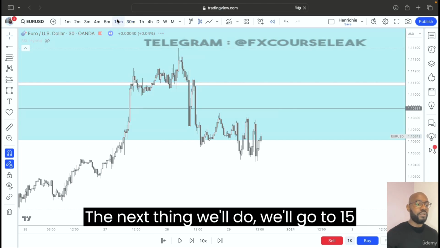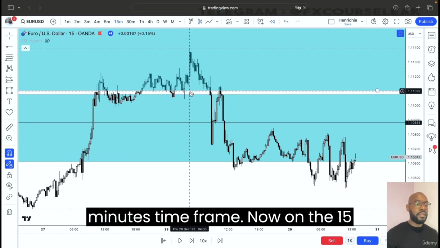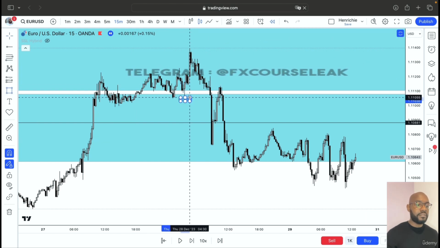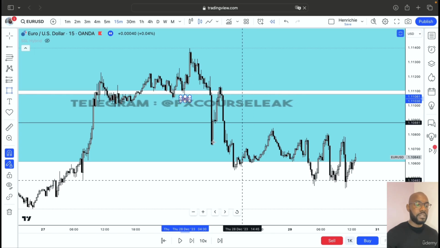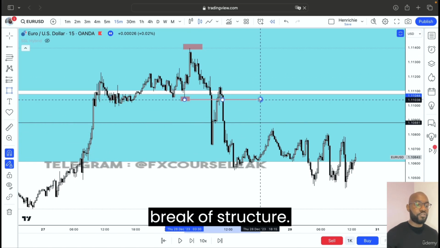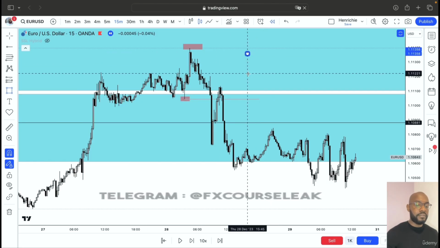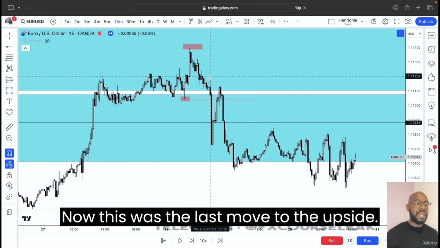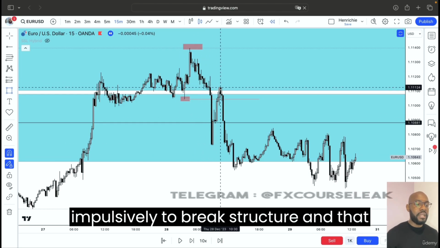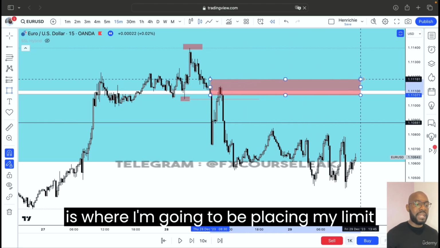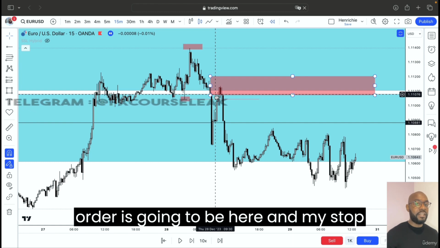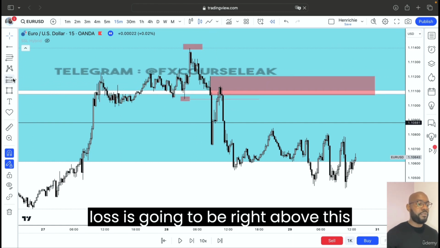The next thing we'll do is go to the 15-minute time frame. On the 15-minute time frame, you can see price made a low right here, and then we created this high right here as well. And right here, we have a break of structure. Now, this was the last move to the upside that took liquidity before dropping down impulsively to break structure, and that is where I'm going to be placing my limit order. My entry is going to be here, my sell limit order is going to be here, and my stop loss is going to be right above this high.